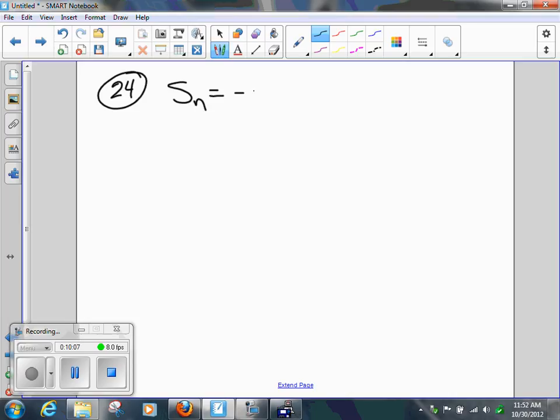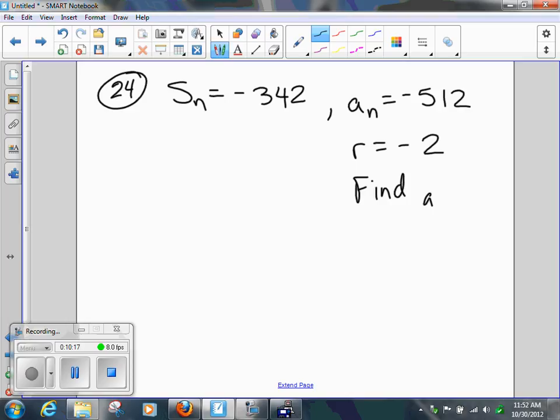S sub n is negative 342. A sub n is negative 512. R is equal to negative 2. Find A sub 1. I was like, what in the world? And I totally went common sense on this. What does the S stand for? The sum.